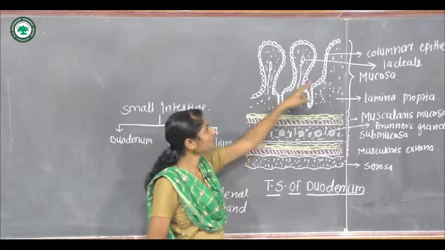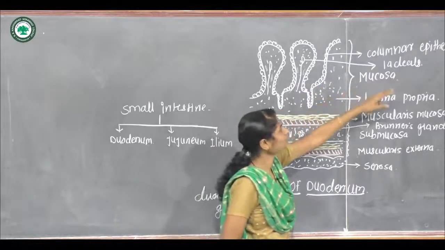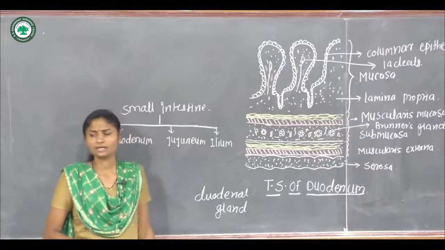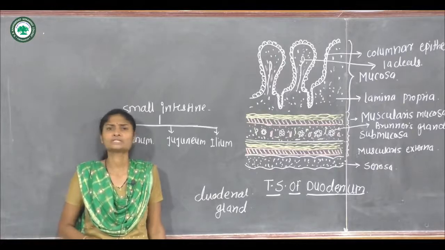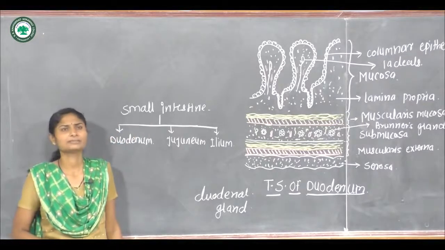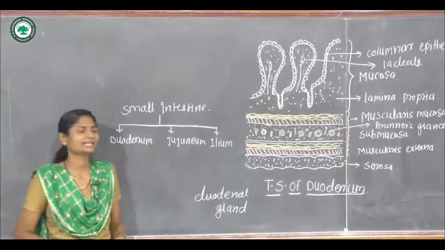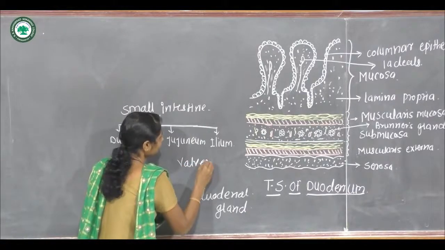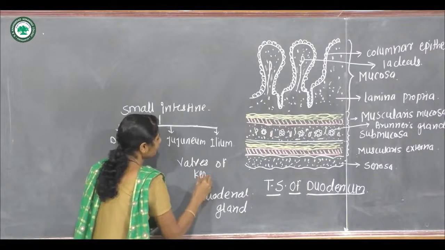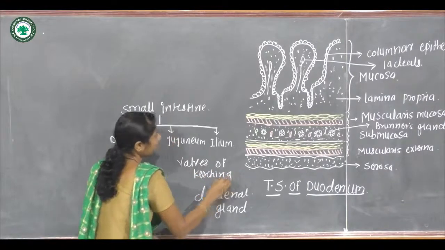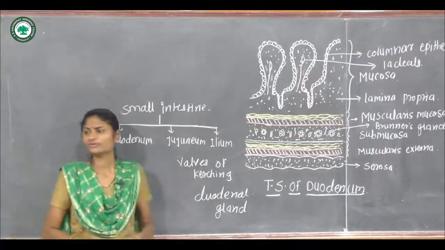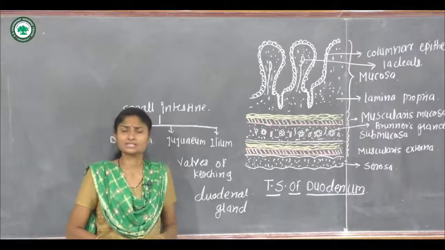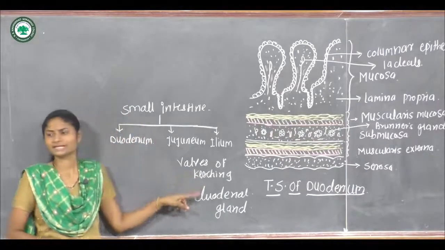Next layer is the mucosa layer. This mucosa layer is the histologically innermost layer, and this forms a series of folds called plica circularis, also called valves of Kerckring.